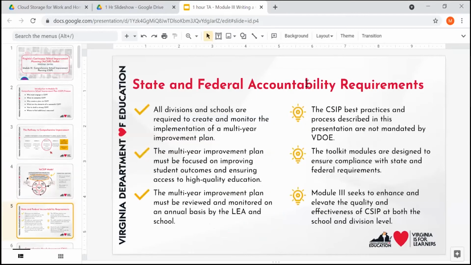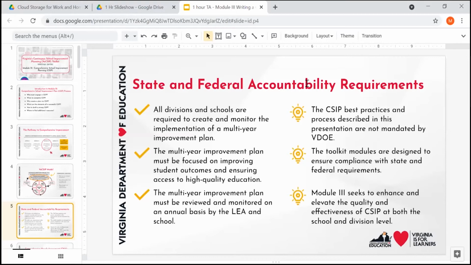We also emphasize the state and federal accountability requirements. All divisions or schools are required, as I said earlier, to create and monitor the implementation of a multi-year improvement plan. Really focus on that phrase, multi-year improvement plan. Sometimes we get disheartened as school leaders when we don't see a 30, 40% gain in SOL scores, for example, but that's pretty unrealistic, right? So really you want to think of incremental change. You want to think about a growth model. You want to think about moving forward and not being disheartened, but really focusing on those realistic goals that can be accomplished. And we'll talk more about that today.